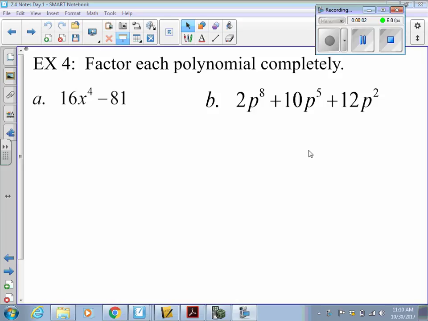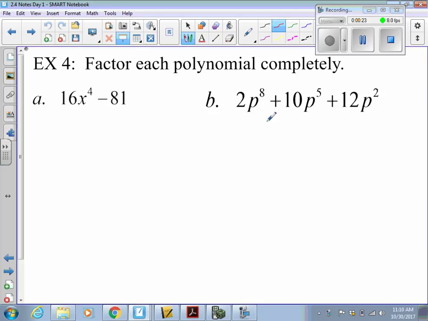So here's example B, or example 4, part B for the 2.4 day 1 notes. So here we have 2p to the 8th power plus 10p to the 5th plus 12p to the 2nd. Now remember, whenever you're factoring, you want to figure out if these terms have anything in common, and then we want to take those out.